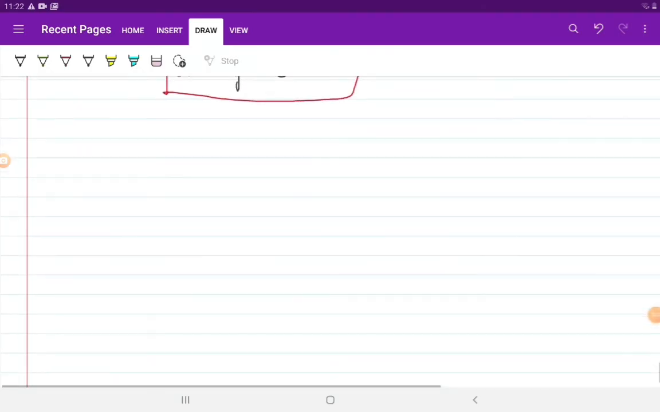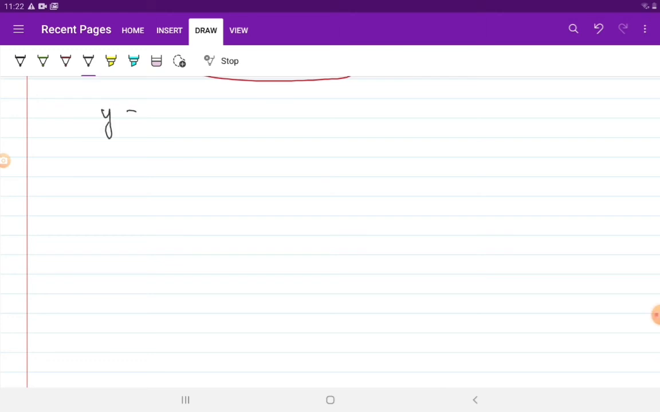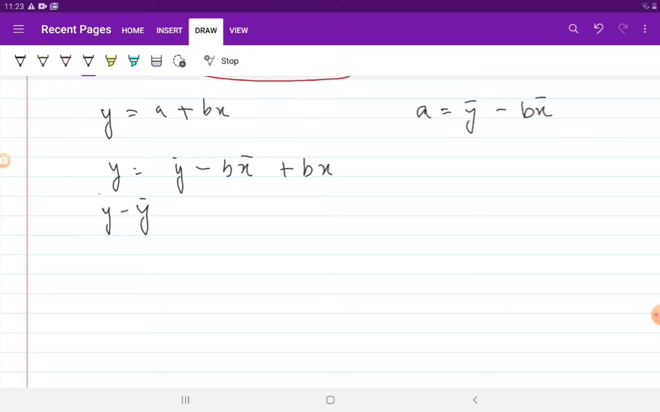Now remember, my original regression function that I tried to estimate was y equals a plus bx, and if I substitute a is equal to y bar minus b x bar into this equation, I'll get y is equal to y bar minus b times x bar plus b times x. Taking y bar that side, I'll get y minus y bar is equal to b times x minus x bar. So y minus y bar is the deviation of y from its mean value. x minus x bar is the deviation of x from its mean value.